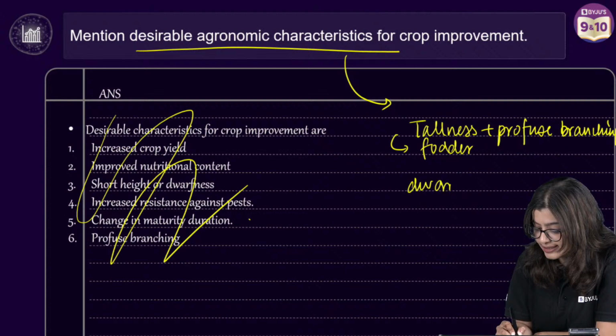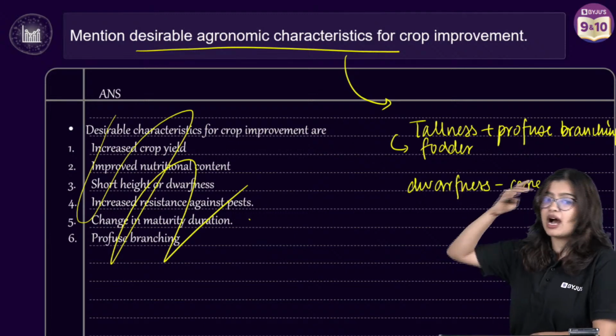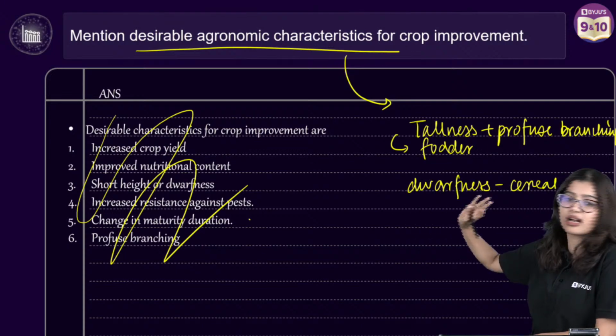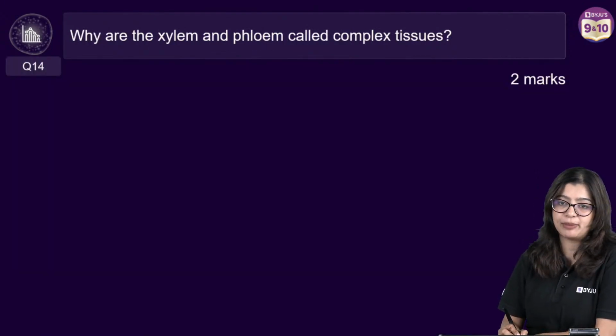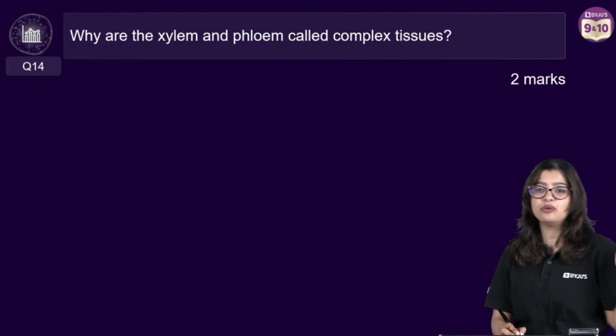and dwarfness in cereal crops. So this would be the answer. Dwarfness means height thoda kam hai. That's all. ठीक है? After question number 15, I will give you a water break.